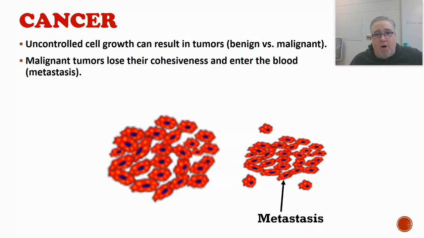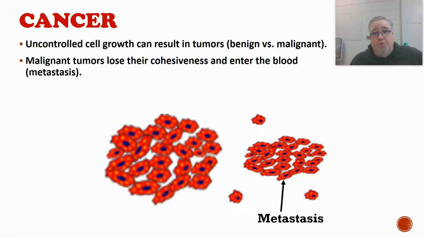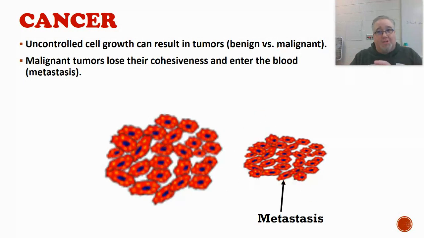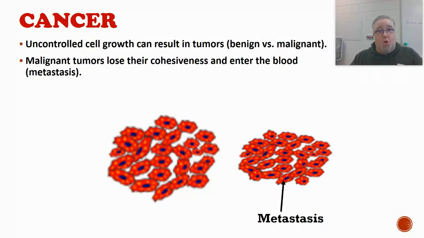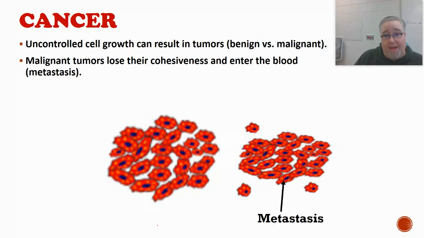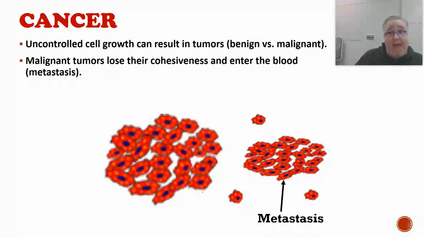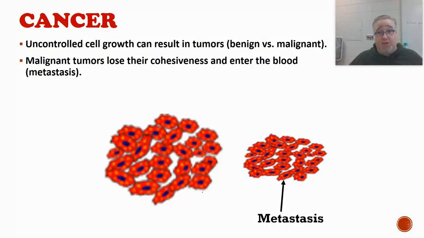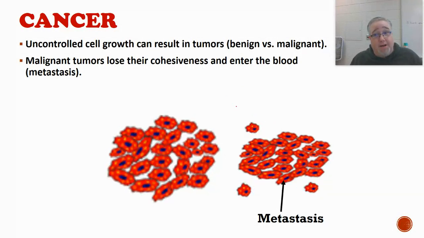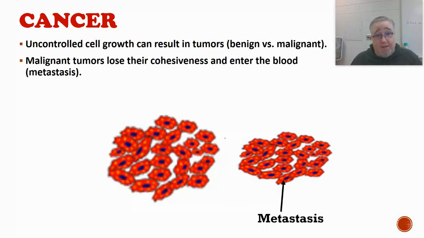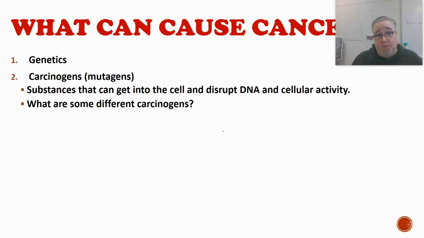But tumors that are malignant, those tumors have not only divided abnormally, but they've also lost their ability to stick together. So when that happens, those cells can enter the bloodstream. We call that metastasis. And when they enter the blood, they can travel to other areas of the body and spread the cancer that way. So malignant tumors are a little bit more serious because, for the most part, not only have they lost their cohesiveness, but they've also entered the bloodstream, which is called metastasis.